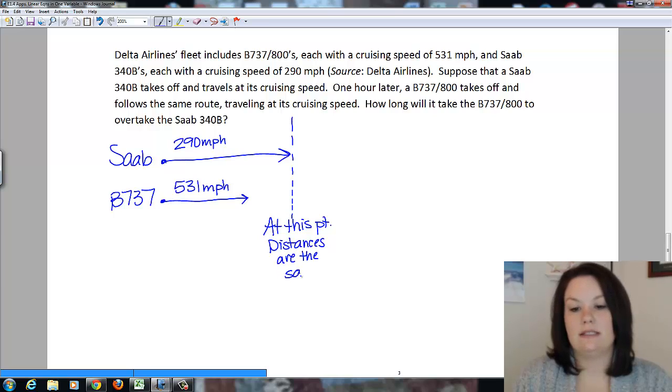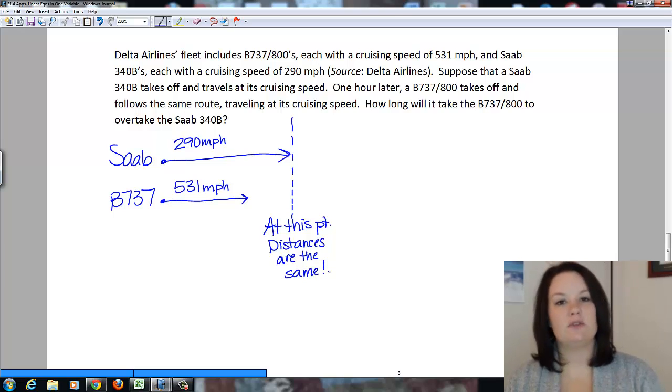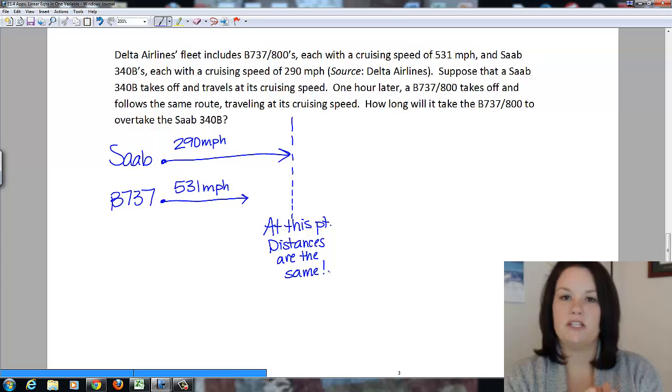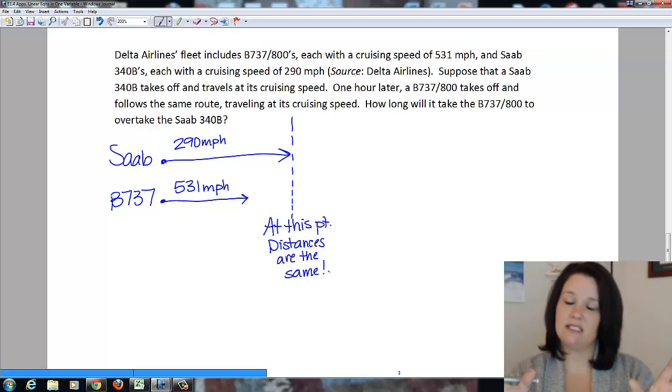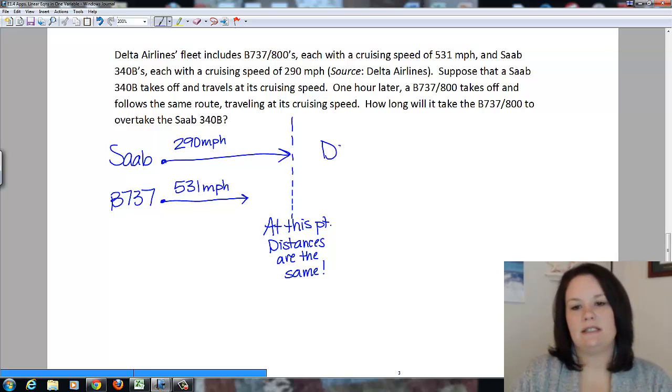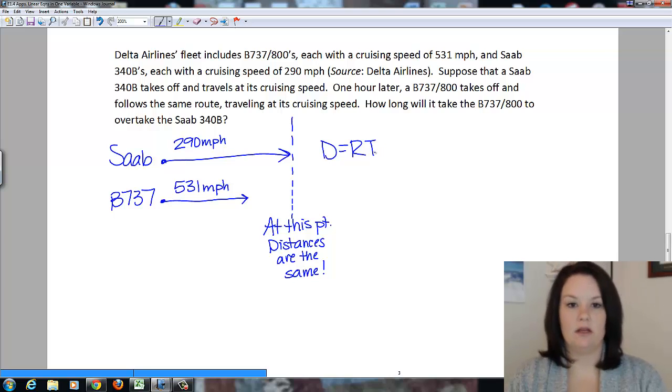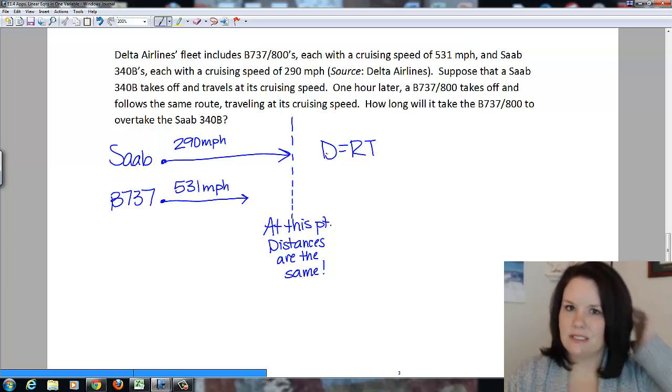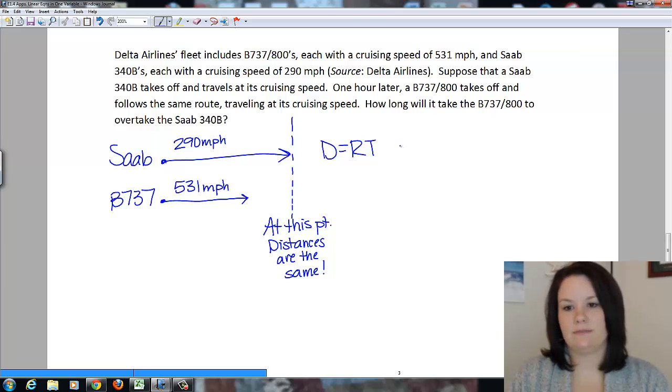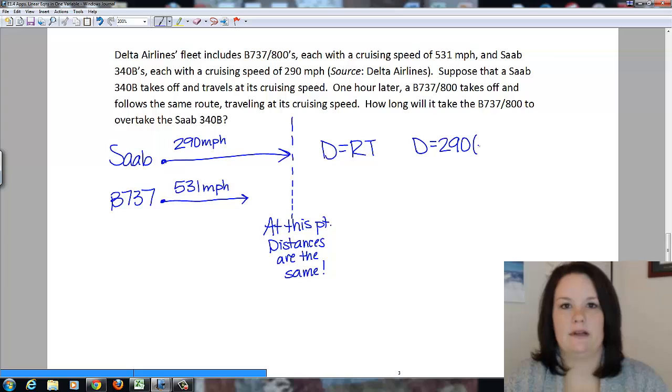Okay, so what I need to do is figure out an equation for the distance for the Saab plane, and a good representation for the distance of the B737. Once I know each of their distances, I can set them equal to solve. Now remember, distance is equal to rate times time. So for the Saab plane, I don't know the distance, but I do know its rate, right? His rate is 290 miles per hour times his time. Now, I don't know how long he's been flying, so we're just going to call that t.